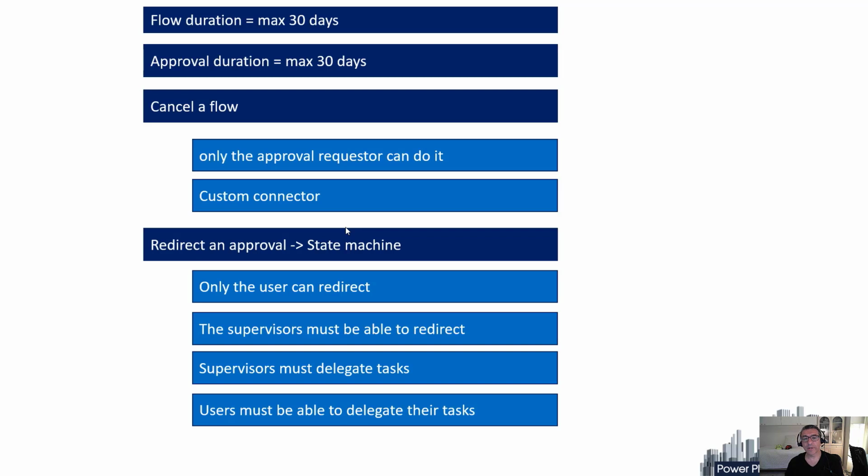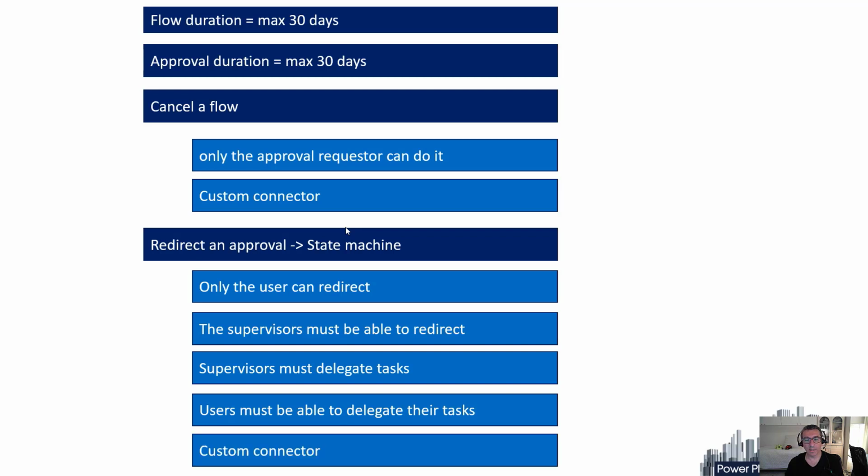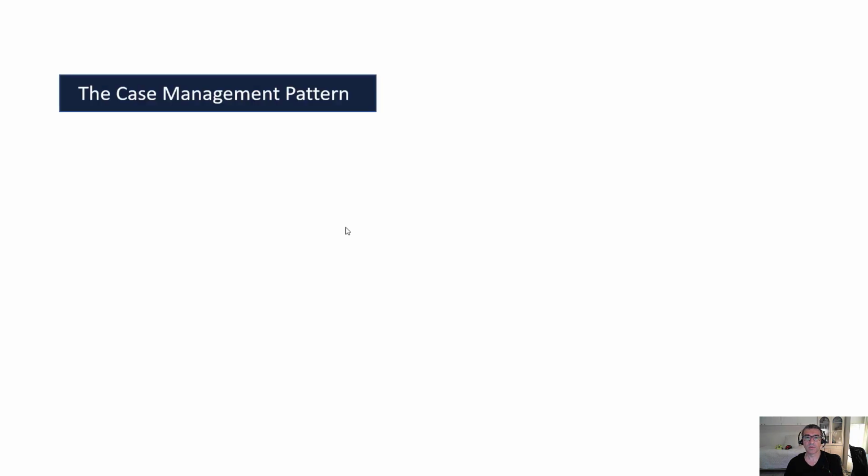Of course, you can redirect an approval by creating a custom connector, but even with a custom connector, it's very limited. There are many options that you cannot have with this. So I've defined what we call a case management pattern. I want to make that simple. So basically, here's how it works.